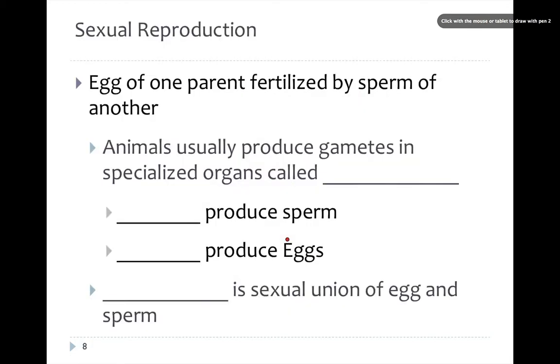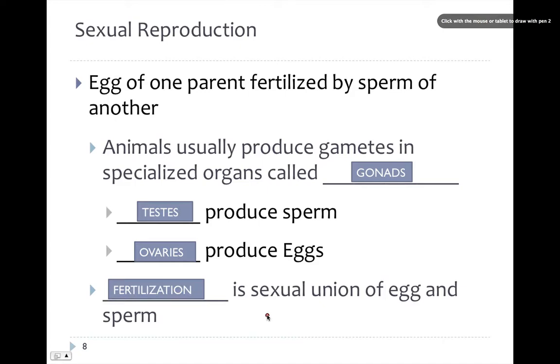Okay, so for sexual reproduction then, the egg of one parent will be fertilized by the sperm of another. Animals usually produce gametes in their organs called the gonads, whereas the testes will produce sperm and ovaries produce eggs. And then fertilization is the official term that we use to describe the sexual union of the egg and the sperm.